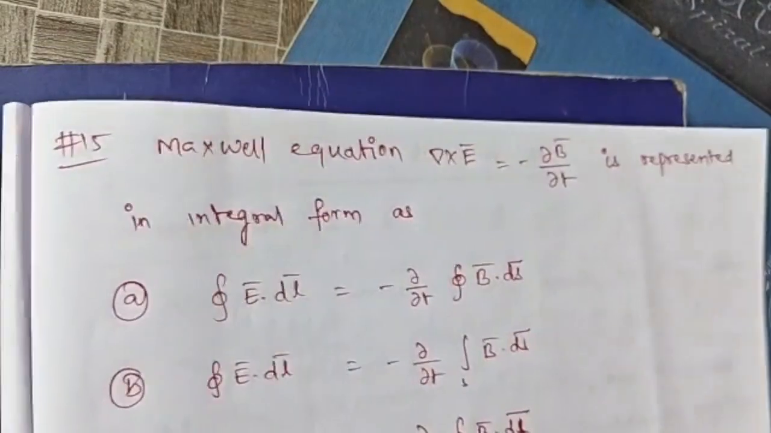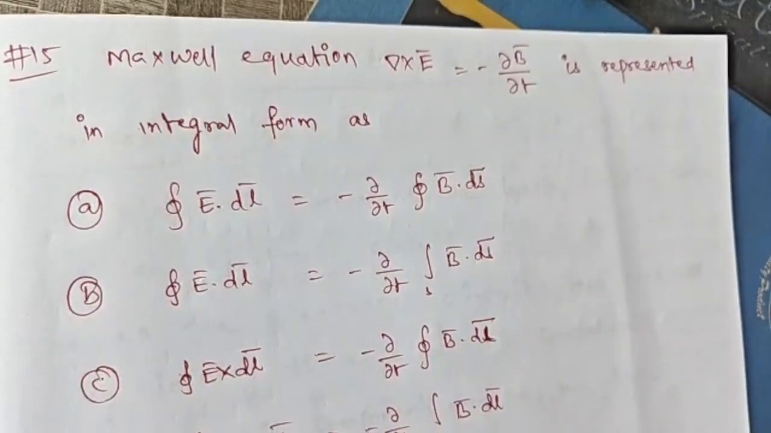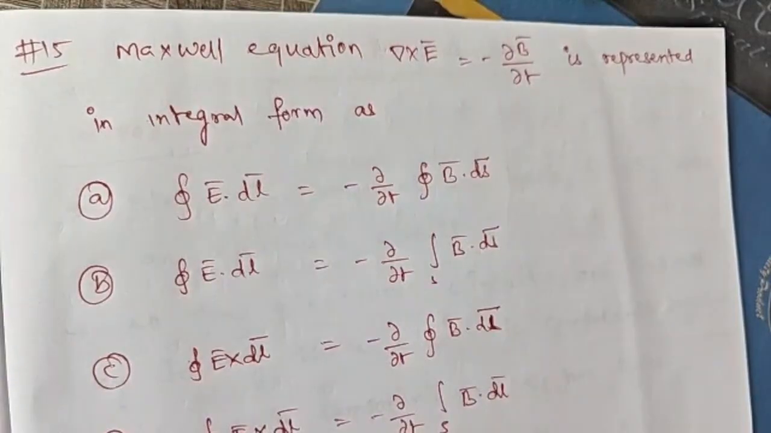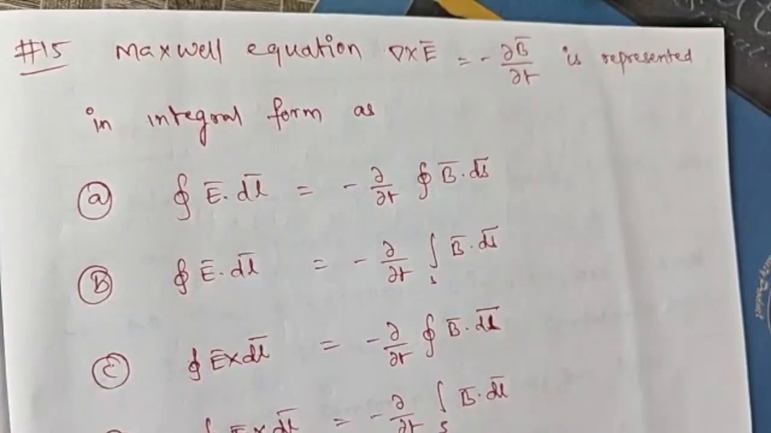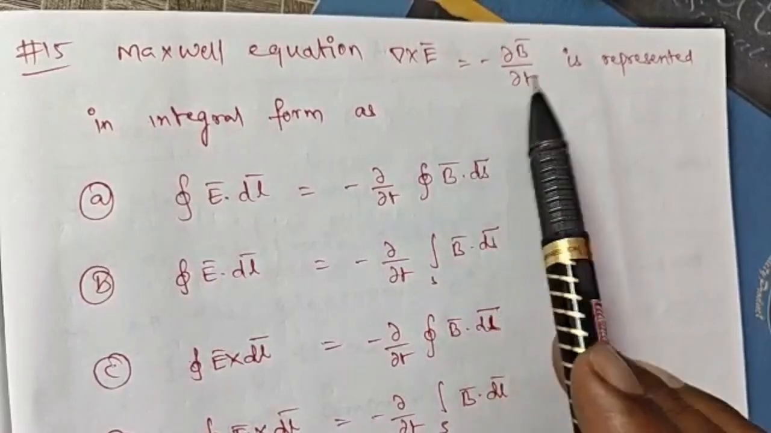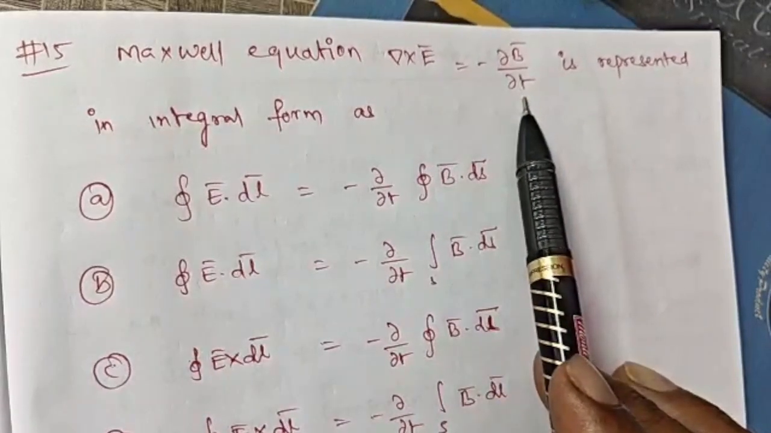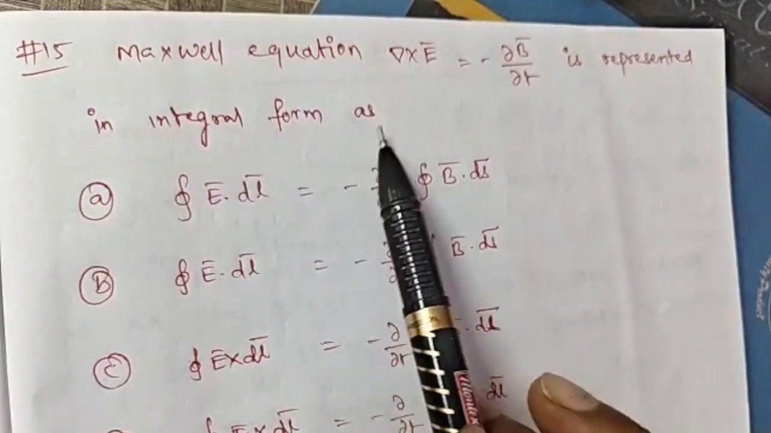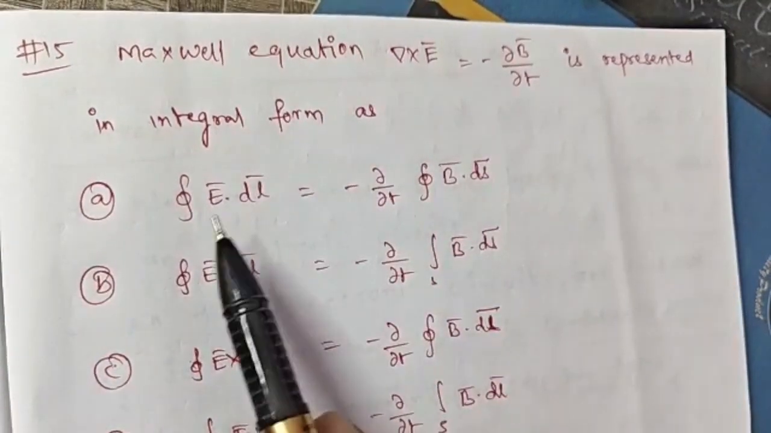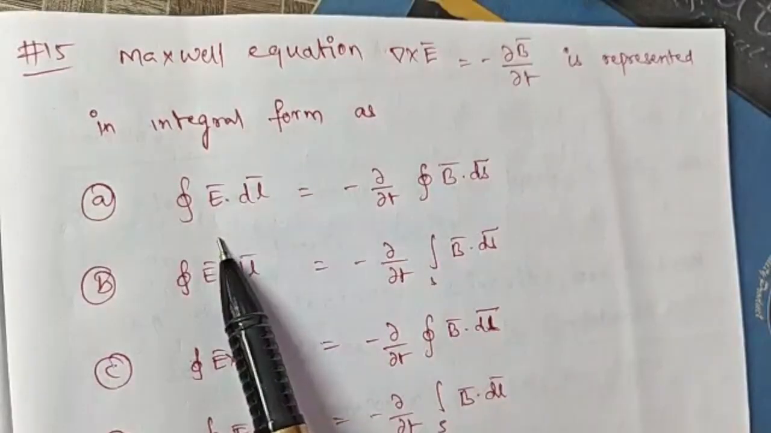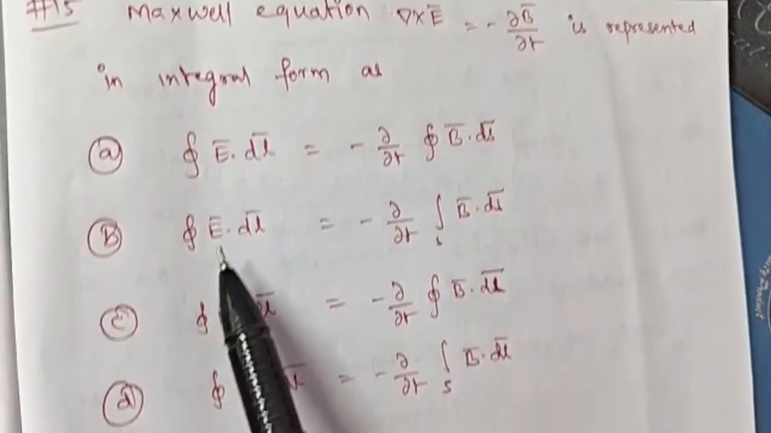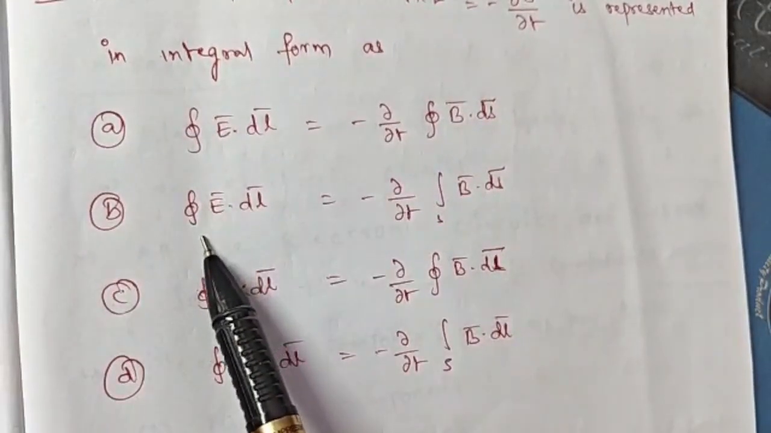Okay. Next question is the 15th question. The Maxwell equation del cross E equal to minus dou B by dou t is represented in integral form as. See, del cross E equal to minus dou B by dou t is Faraday's law. So how Faraday's law is represented in integral form is being asked. So it is a closed line integral equal to an open surface integral. So out of 4, the second option will be the correct one.